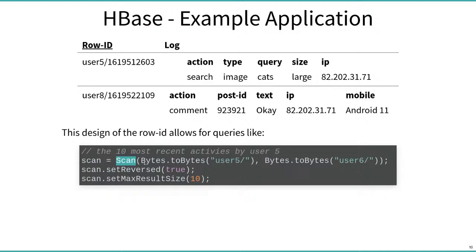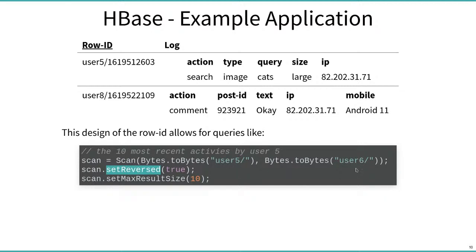I scan, and scan takes a start row ID and a stop row ID. So basically this is a range-based scan, a between scan. We start at user5/ and we stop before the row ID user6/. And everything in between is something that has to do with user5. And I set the property reversed to true.